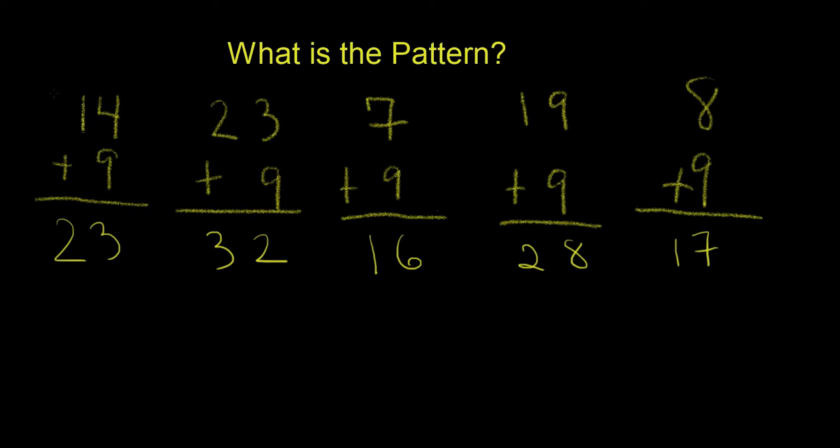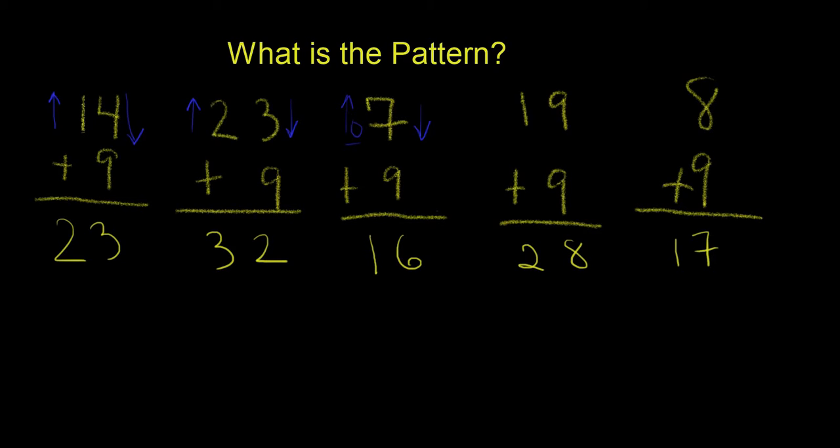Okay, the pattern is this number goes up by 1. That number goes down by 1 when you add 9 to it. Up 1, down 1 when you add 9. Up 1, down 1 when you add 9.